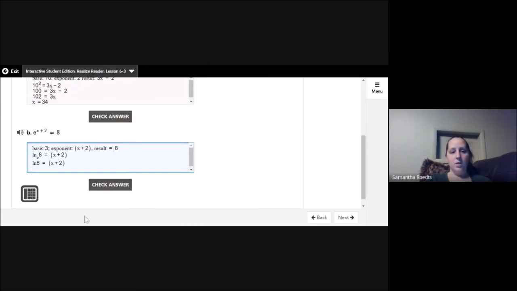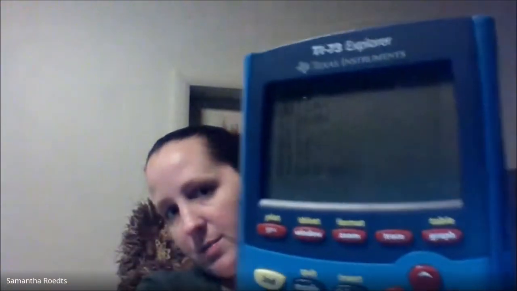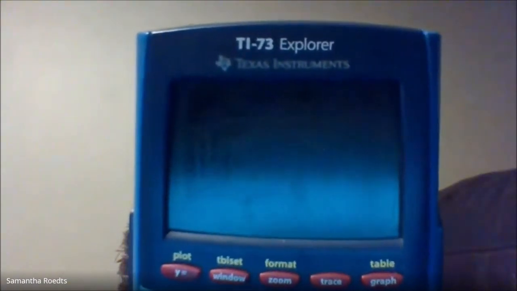Okay, so hang on, this calculator. This is my calculator right here, the TI-73. So I'm going to hit the math button, which gives me this menu right here. And then I'm going to go over to where it says log at the very top.